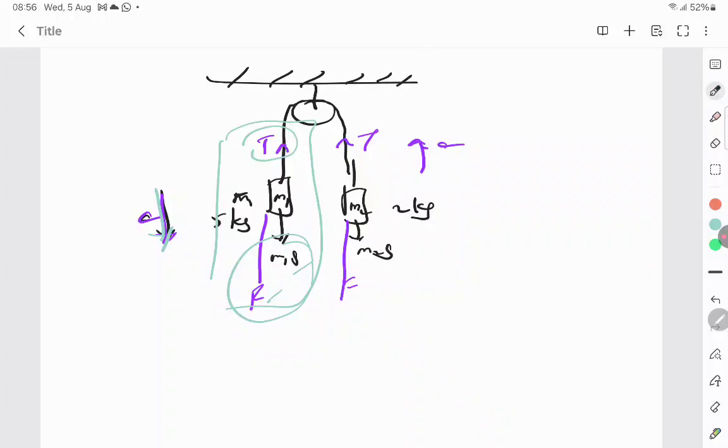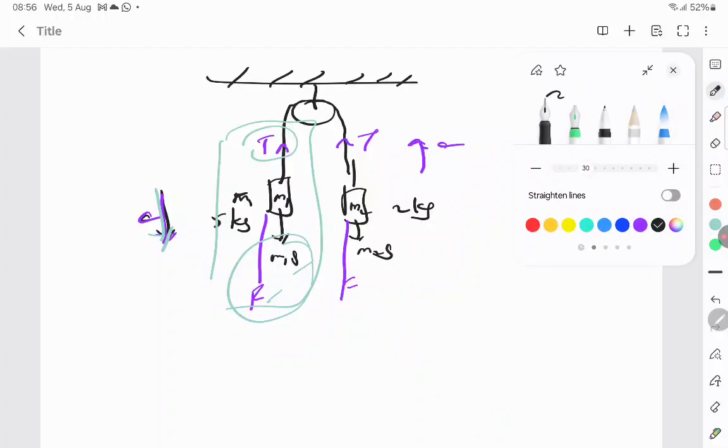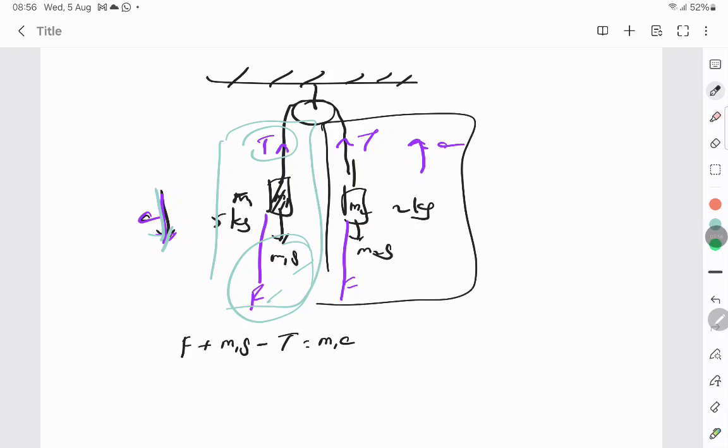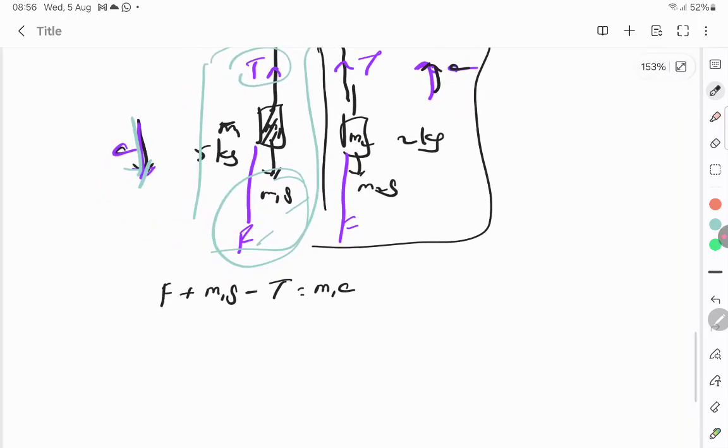So let's subtract it. So you know that we have to subtract: F plus M1G minus tension should be responsible for this block M1 into that acceleration. Similarly, for the right side, if you take this free body diagram, its acceleration is upward, so T should be greater. So you know the T has to be greater. T minus M2G minus capital F should be equal to M2 into A.